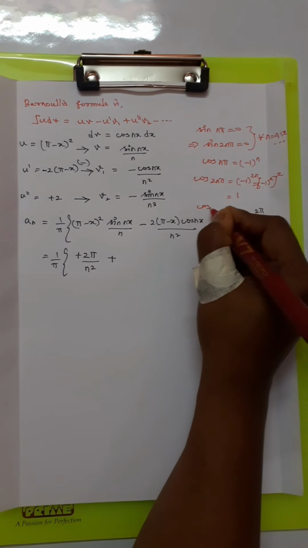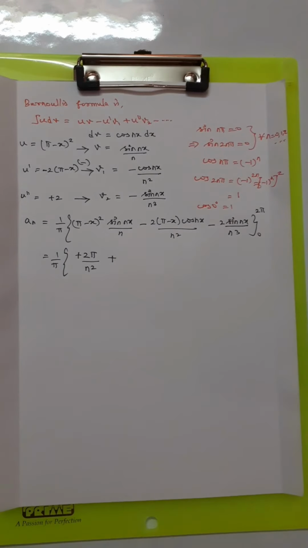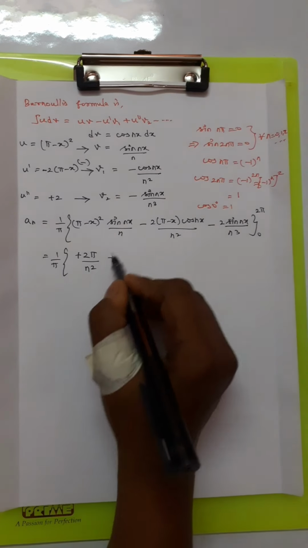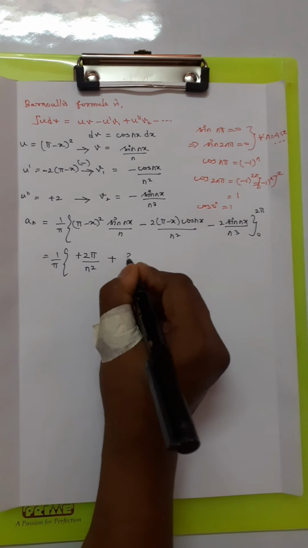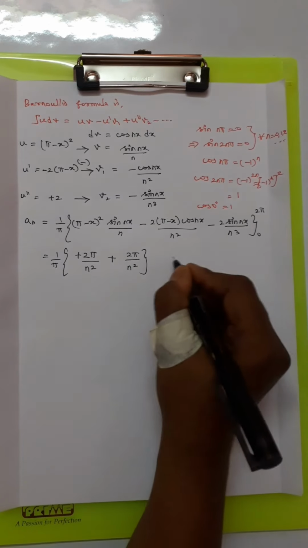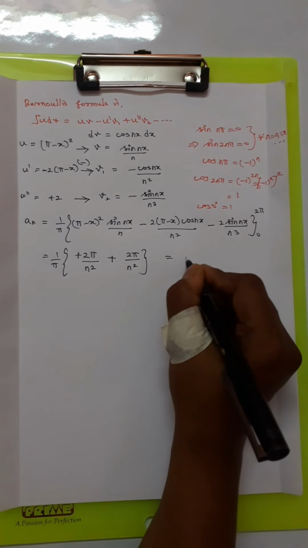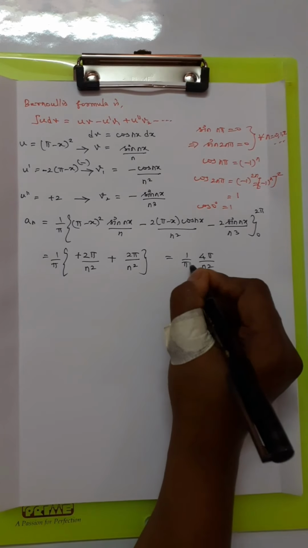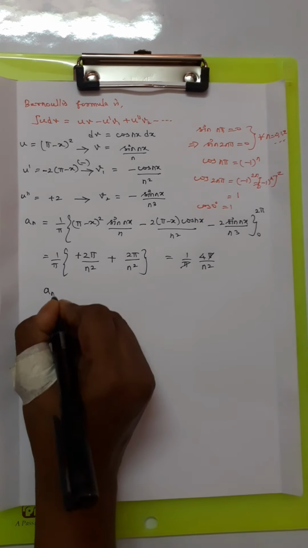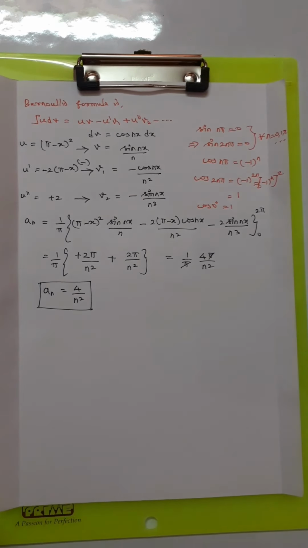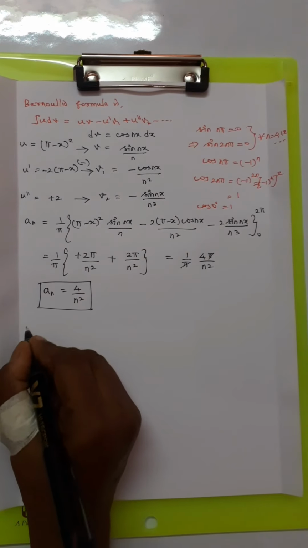Cos 0 degree is 1. So minus into minus of minus plus 2 pi by n square, right? Which is equal to 4 by pi. 4 pi by n square. This pi is cancelled. An is equal to 4 by n square. An is also over. Next, Bn.